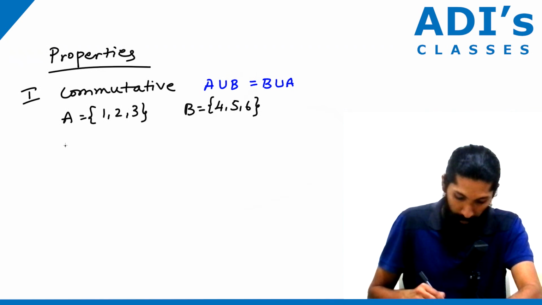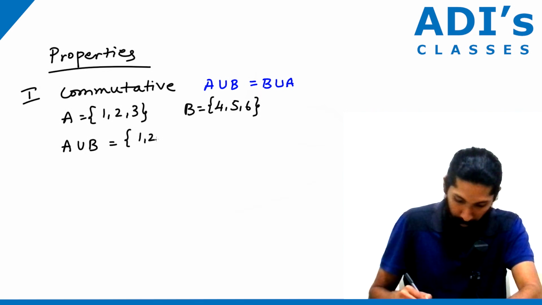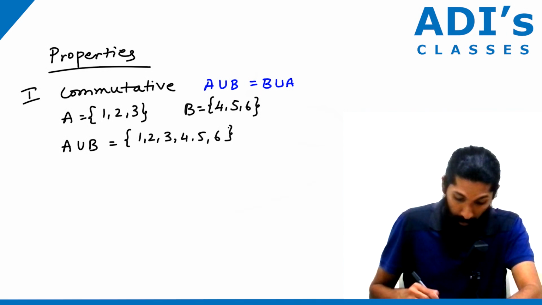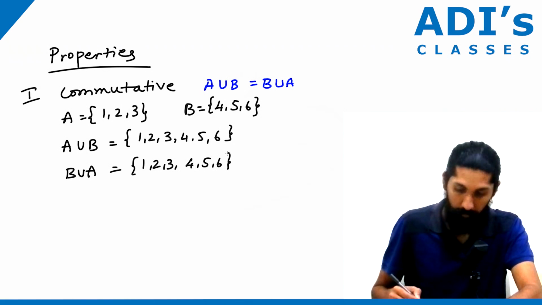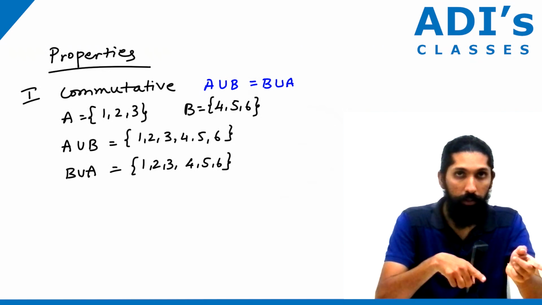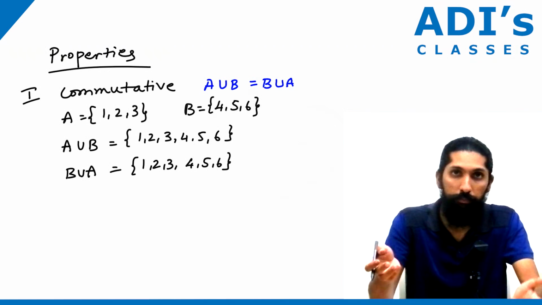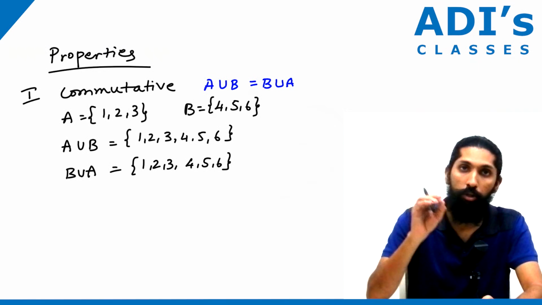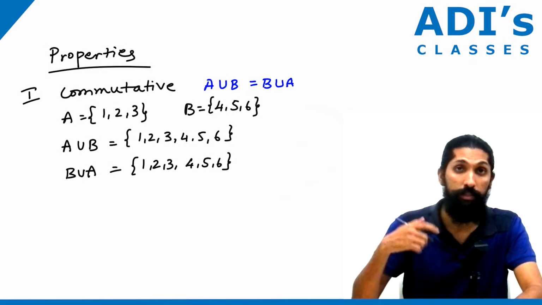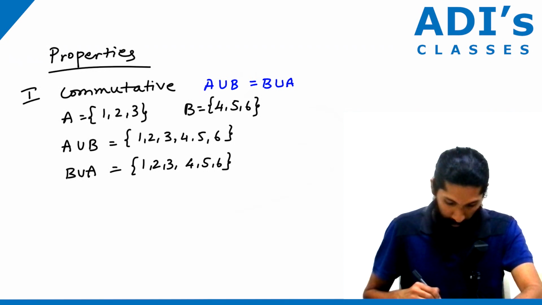See, when you do A union B, this becomes 1, 2, 3, 4, 5, 6. And when you do B union A, you are going to get the same thing, 1, 2, 3, 4, 5, 6. Both A union B and B union A, you're going to get the same thing. That's why union of two sets is commutative. Okay, same way, the second one is associative.